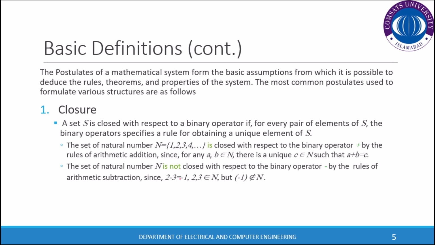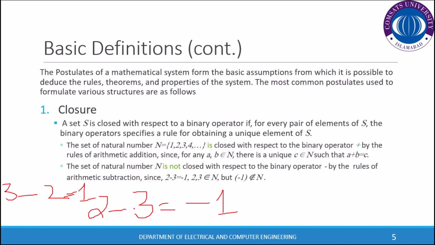But for example, if I talk about subtraction, we know that 3 minus 2 gives 1, and 3 belongs to the natural numbers, 2 also belongs, and 1 also belongs to the natural numbers. But when I subtract 3 from 2, that is 2 minus 3, it will give minus 1. Minus 1 is not an element of the natural number set. So the set of natural numbers N is not closed with respect to the binary operator minus.